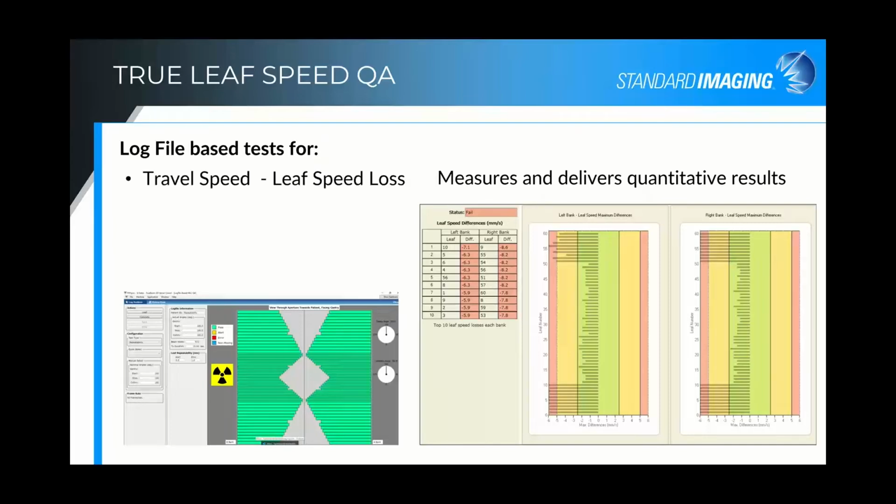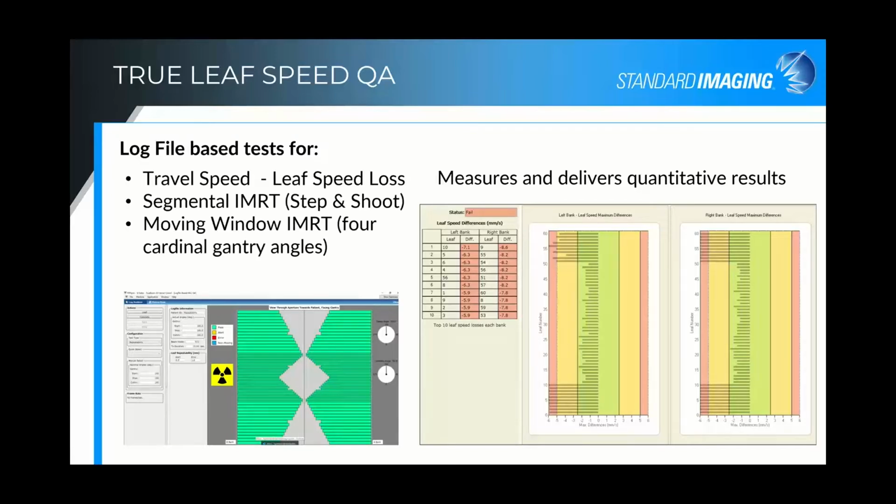We can do travel speed itself, so we actually check and look for that leaf speed loss. You can do segmented step and shoot IMRT. You can do moving window IMRT as well from your 4 cardinal gantry angles. And then we also do a repeatability test. And you can use not only the set patterns, but you can also take a look at actual treatment patterns as well. So you can bring in a log file or trajectory file from Varian to take a look at the actual treatment window that is being used for an actual plan.